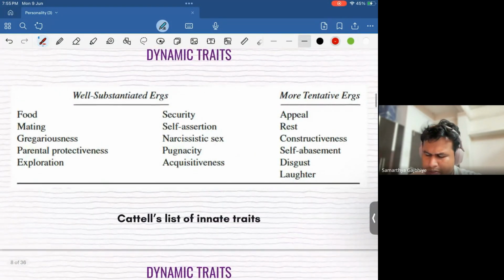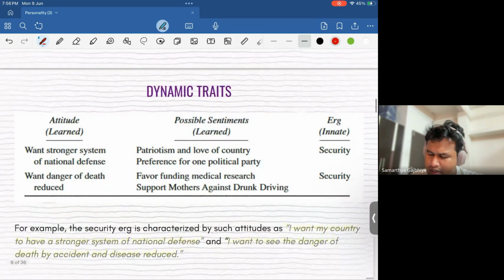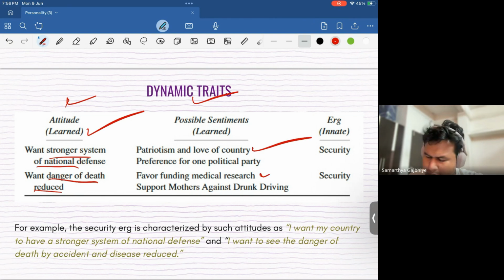Okay, this is just a list of some traits, right? Food, mating, exploration are ergs, well substantiated ergs. Tentative is rest, disgust, laughter. मतलब जाते रहता है. This stays. Okay. Dynamic traits में attitude, sentiments, we can see that we want a stronger system of national defense is a learned attitude. Was this inborn? Want danger of death reduced? Was this inborn? Patriotism, love of country, was this inborn? Favor funding medical research, preference for political parties, support mothers against drunk driving. I mean, of course, right? Do you want mothers to drive drunk?